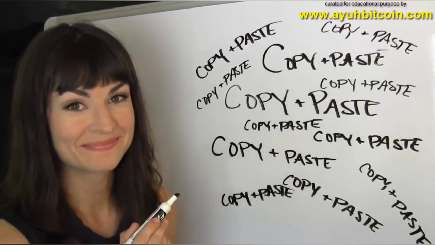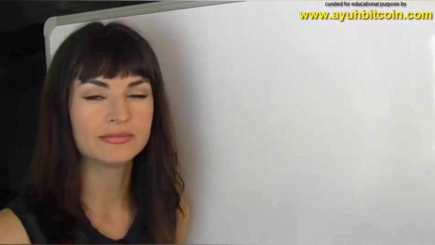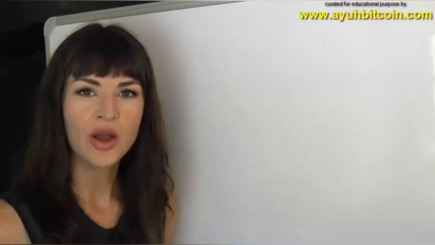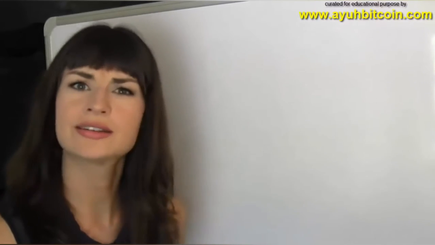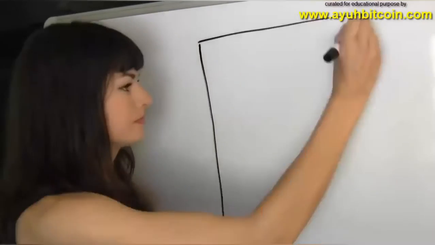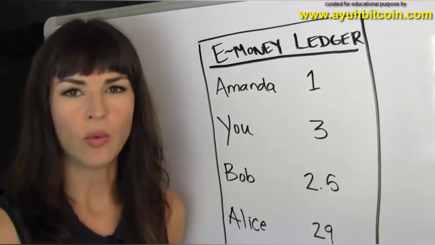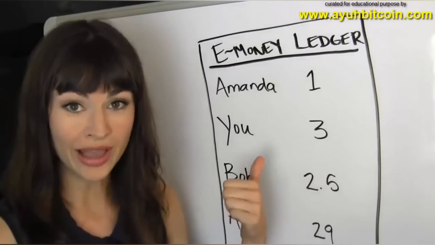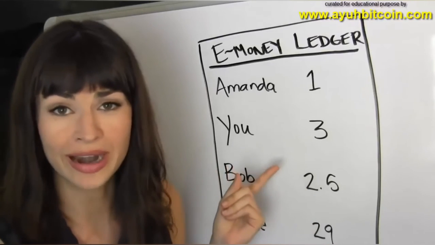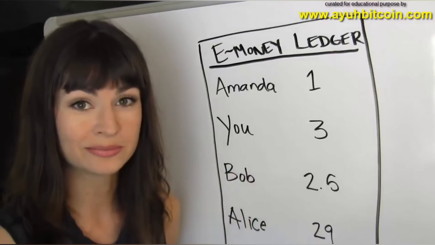Yeah, like that. To prevent the copy and paste problem, inflation, from taking place on our special email money, e-money, what if we tracked every email that was sent on a kind of ledger? Like this. And what if we built a kind of wallet software that read this ledger? So if I tried to send you 2.5 e-monies, my wallet would know that I only have 1.